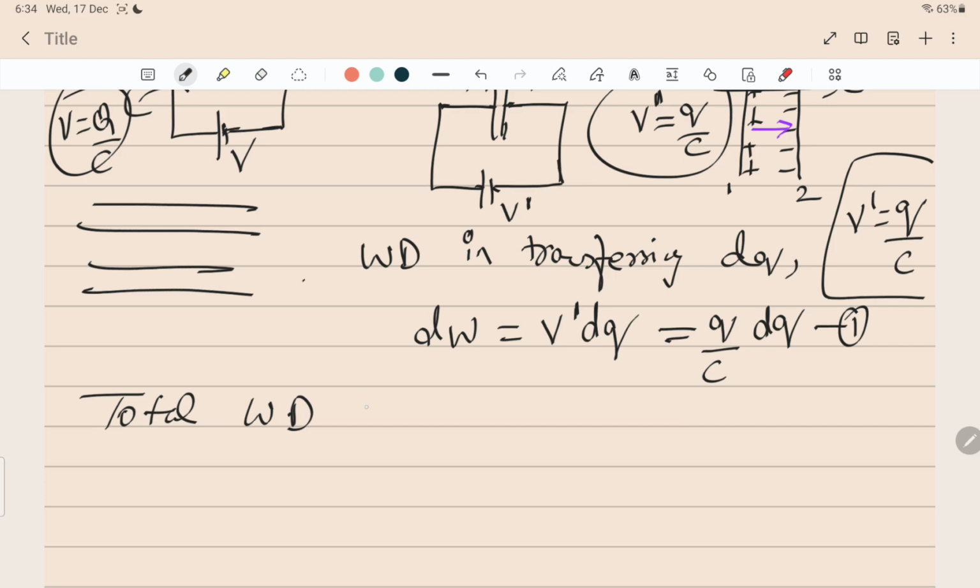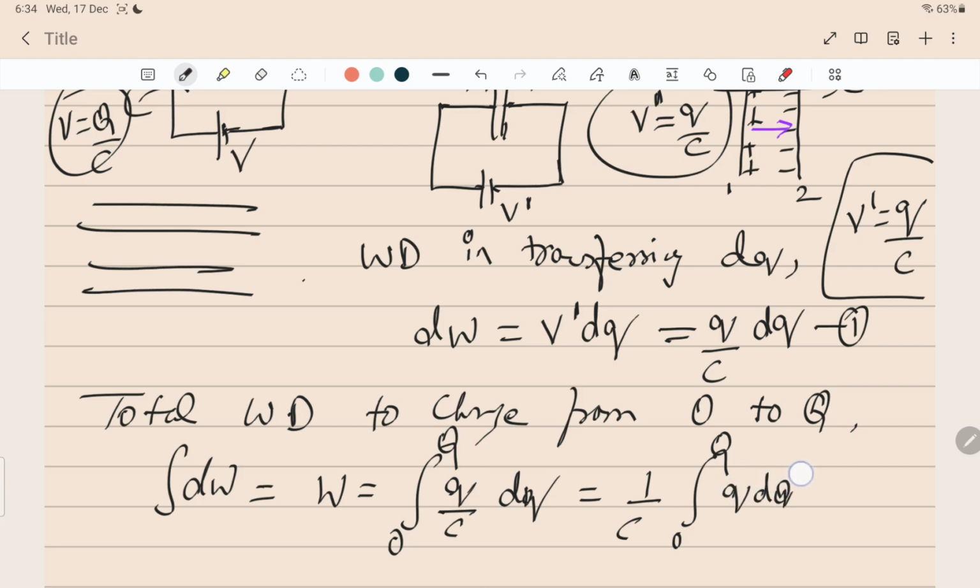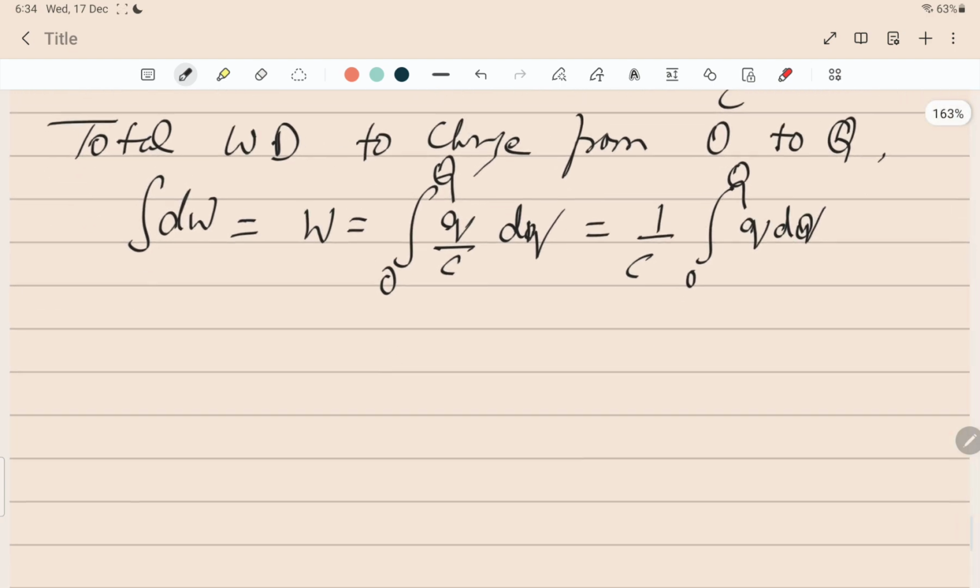ठीक है, total work done to charge from 0 to capital Q, यानी प्लेट पहले 0 चार्ज पे थी, कैपिटल Q तक चार्ज करना है. This we get by integrating, यानी integral dW which is equal to W. So integrating on the right hand side, it is q by C times dq, and integration is from 0 to capital Q. Okay, so you take 1 by C common outside, integral 0 to capital Q, and q dq is what you get. After this, it's simple integration.